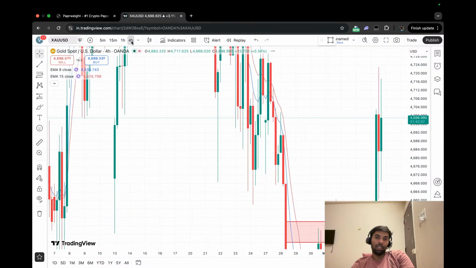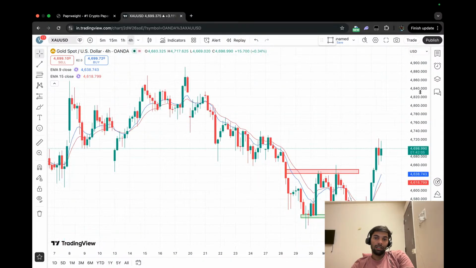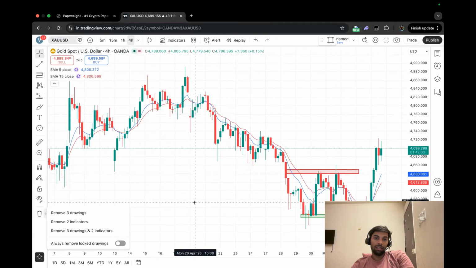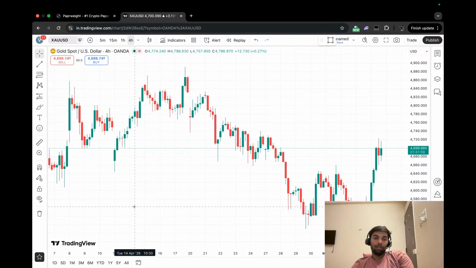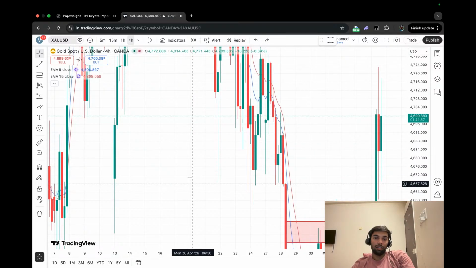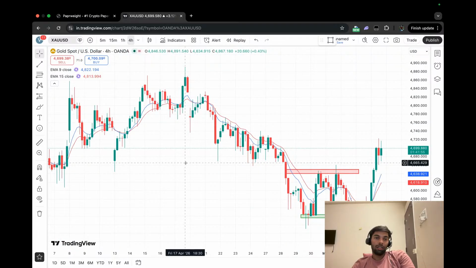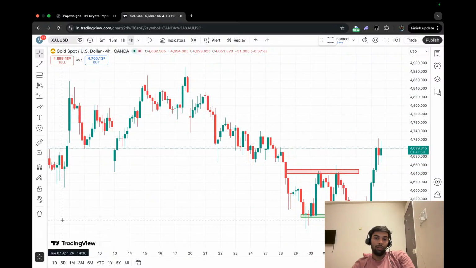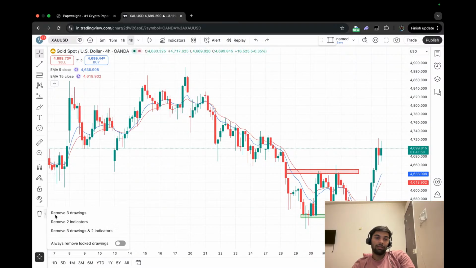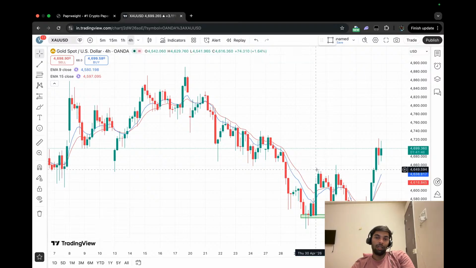So what I'm seeing is this. Let me delete this as well. Oh no, I don't want to delete three drawings, I only want to delete two. What is that, yaar? Let me delete it manually.